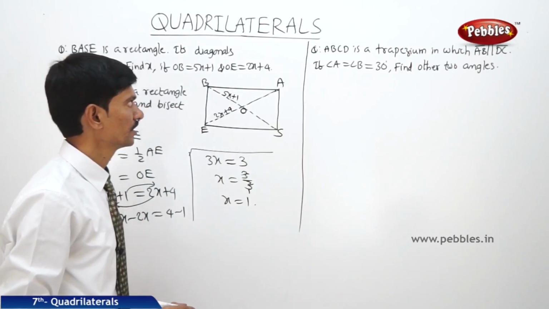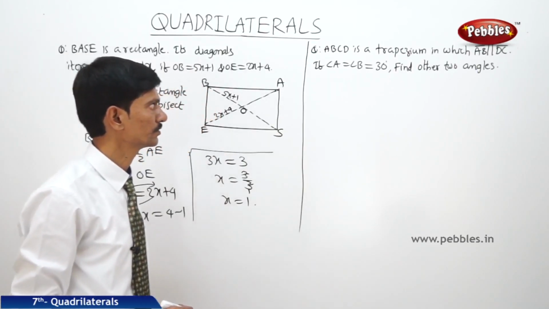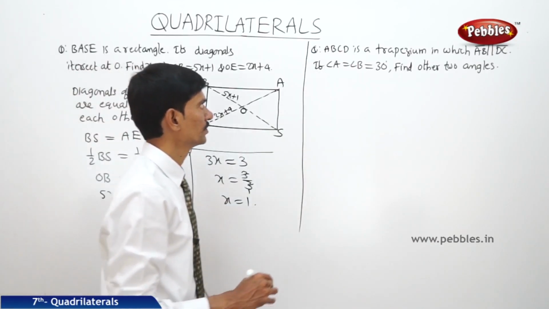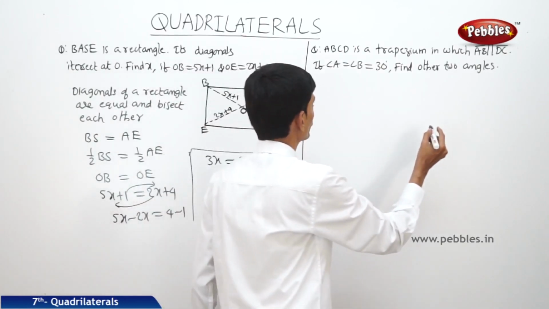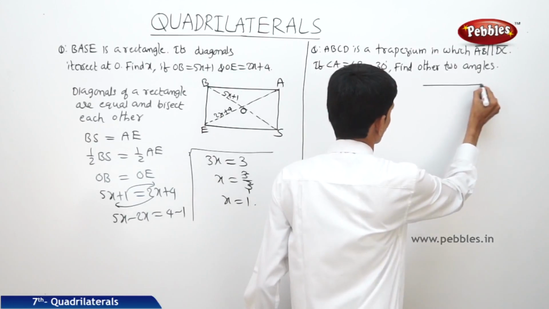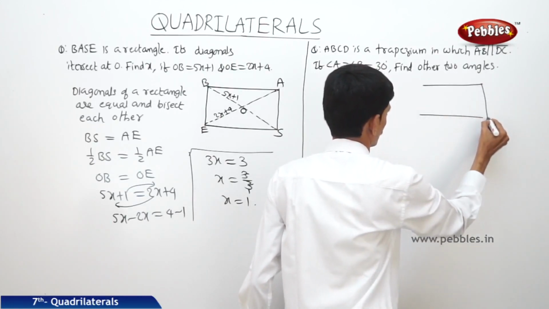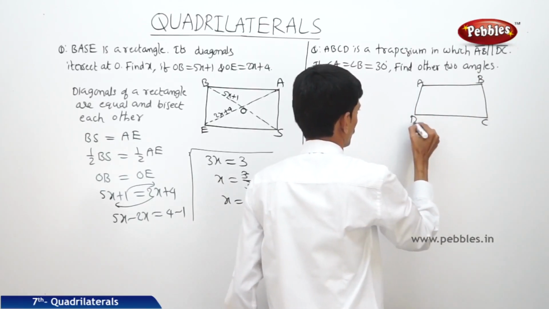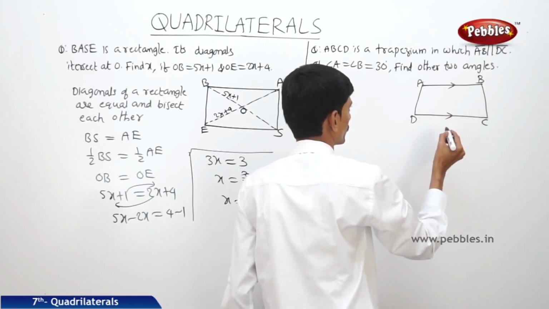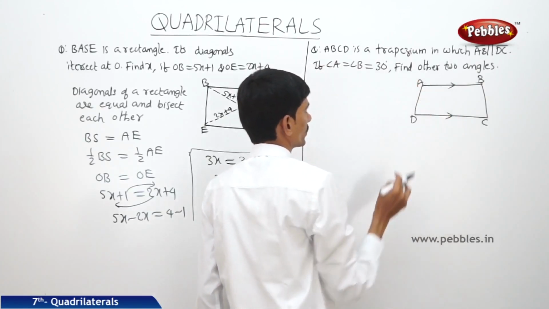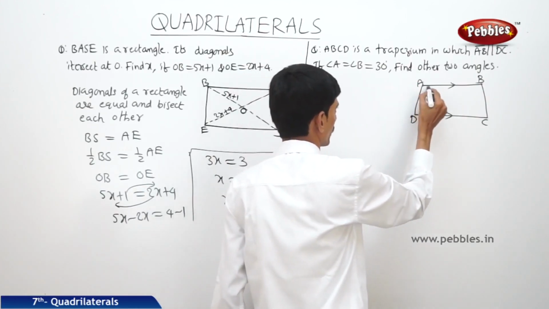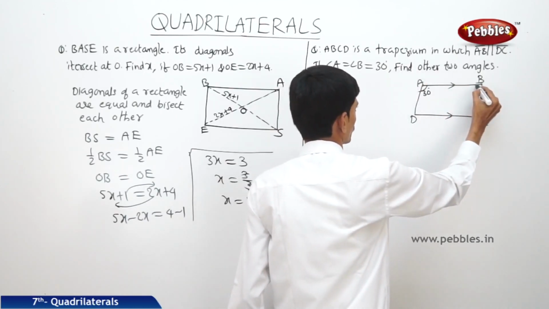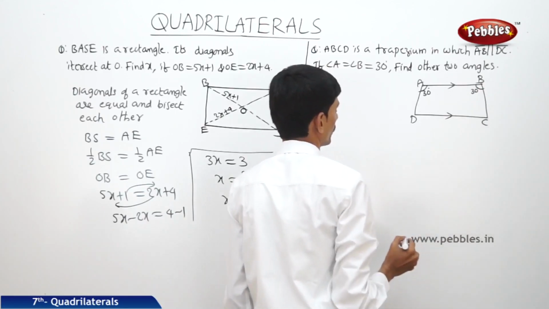And the next question. ABCD is a trapezium in which AB is parallel to DC, and if angle A equals angle B equals 30 degrees, find the other two angles. So in the trapezium ABCD, AB is parallel to DC. Then angle A equals angle B equals 30 degrees, angle A is 30 degrees, angle B also 30 degrees. Then find the other two angles.